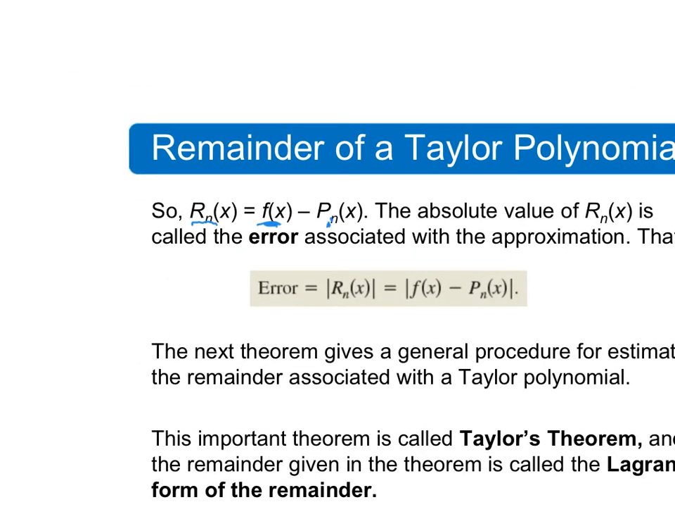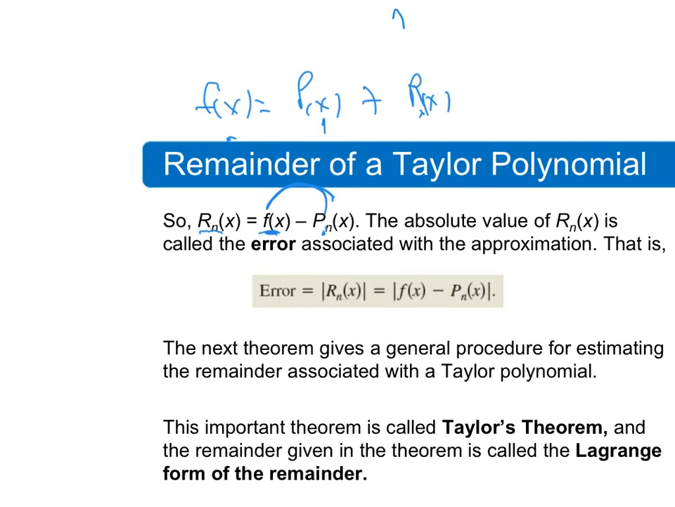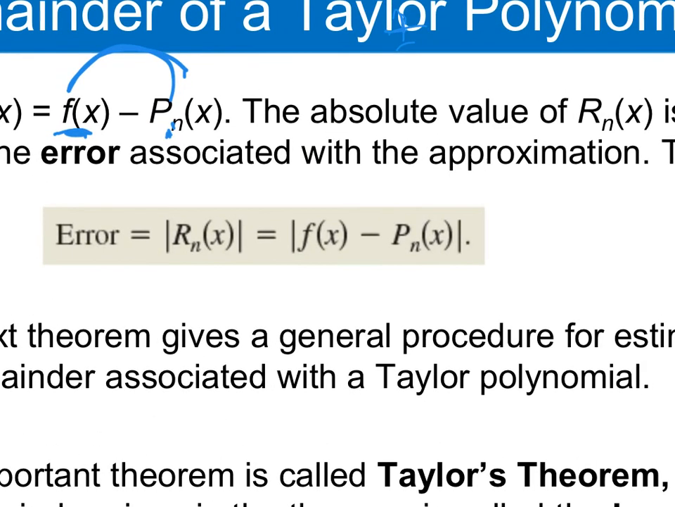Well, remember what we had. We had the function equal to your approximation plus the remainder, which is also something of x. So if you solve this for the remainder, you get your function minus your polynomial. Now, we don't know if this remainder is positive or negative. So what we do is we take the absolute value of this. So the error, which is the absolute value of the remainder, will be the absolute value of f minus p.